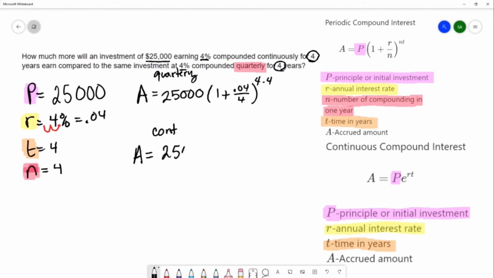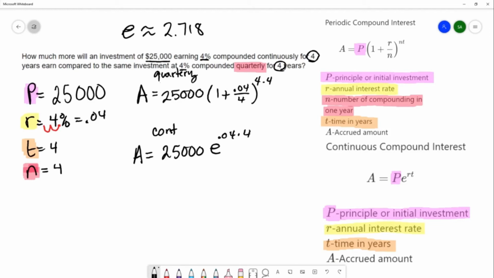We'll use $25,000 for P. E is a letter, but it's not a variable. E is approximately the value 2.718, and it's used in lots of formulas related to exponential functions. So we have 25,000 e to the 0.04 times 4, that's the rate times the time.